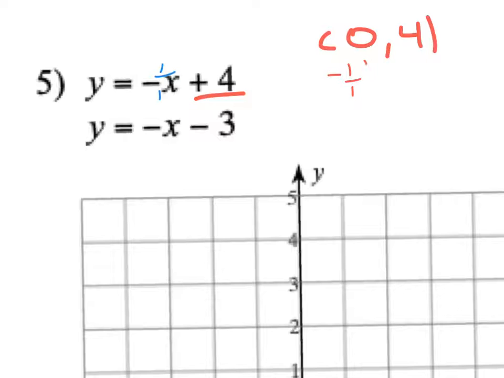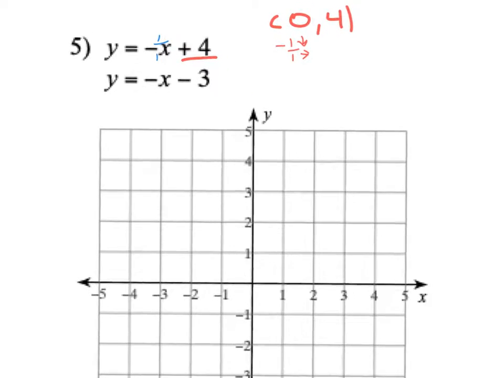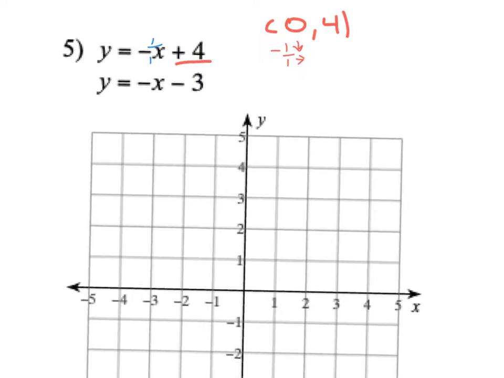And remember that that means I'm going to go down 1, right 1. If my slope is negative, I go down and right. If it's positive, I go up and right. So let's get this line graphed.